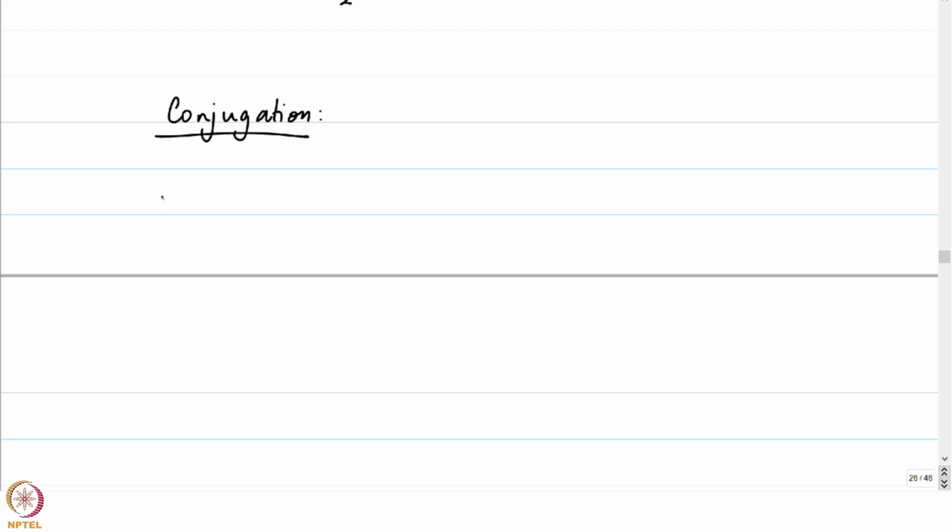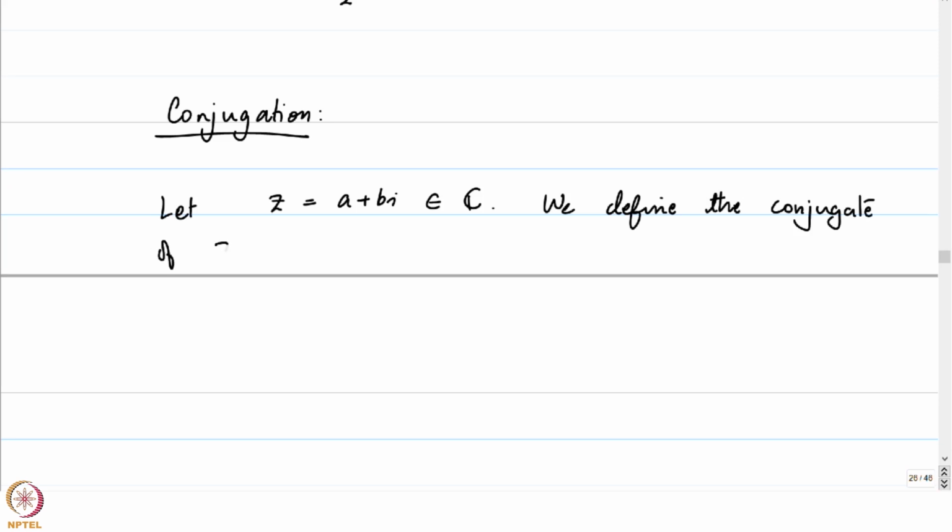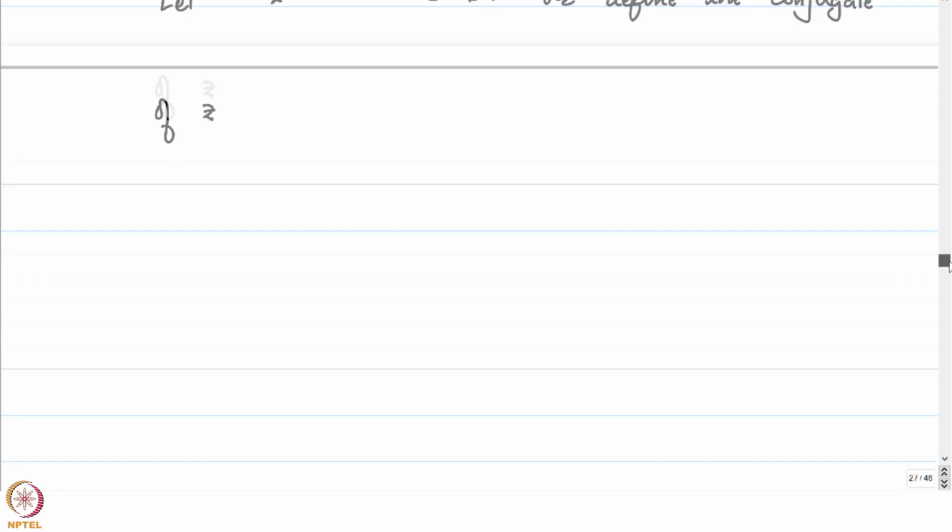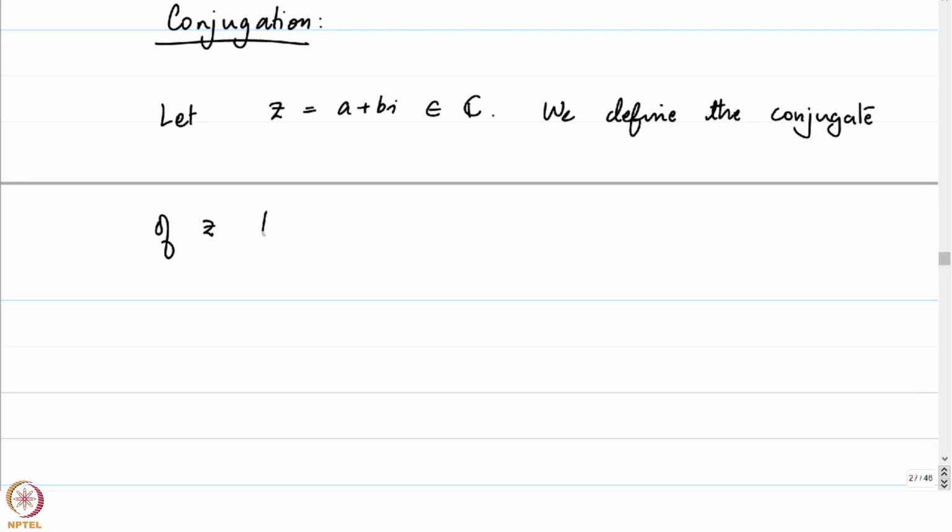Let's take a complex number z, which is say a plus bi in C. We define the conjugate of z to be the complex number, denoted z bar, and it is defined to be a minus i times b.